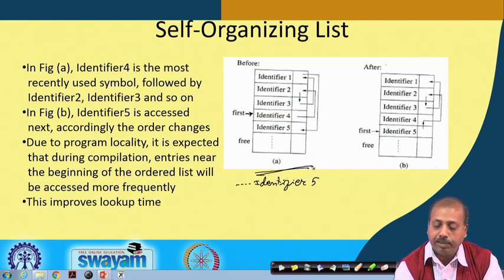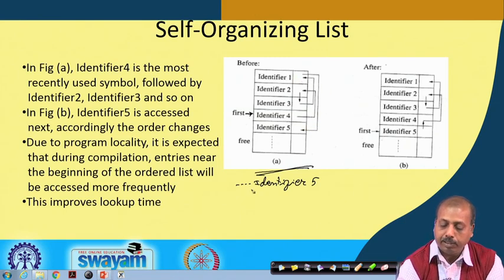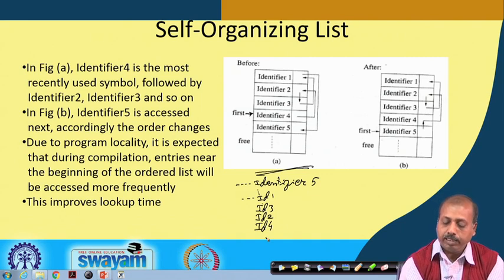after that I accessed identifier 1, then after some lines I got identifier 3, after that I accessed identifier 2, and then identifier 4. So this identifier 4 is the most recent one.